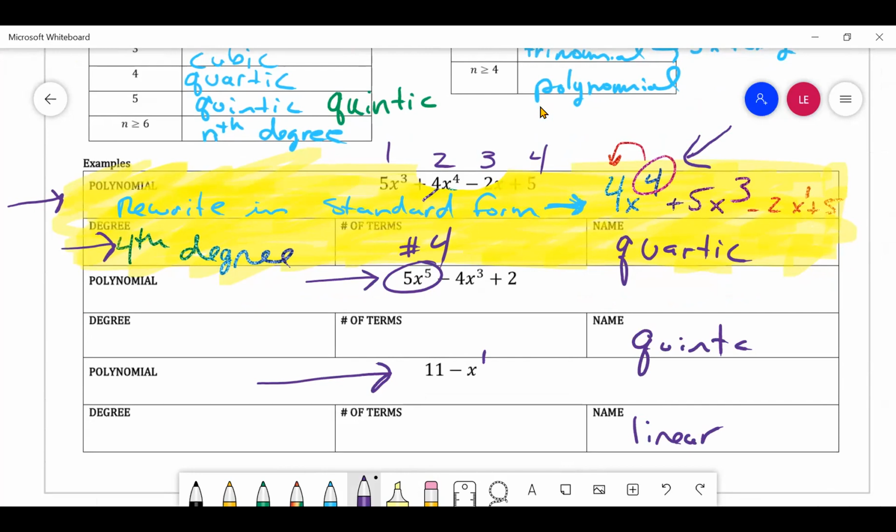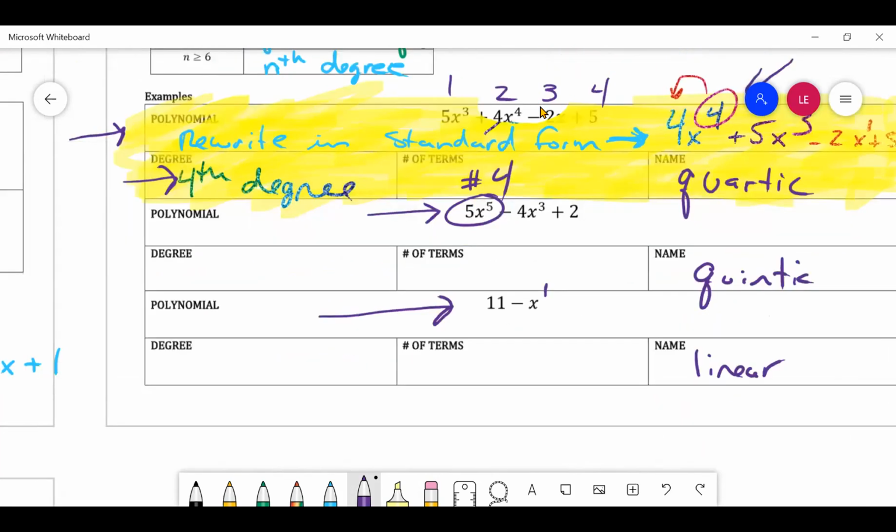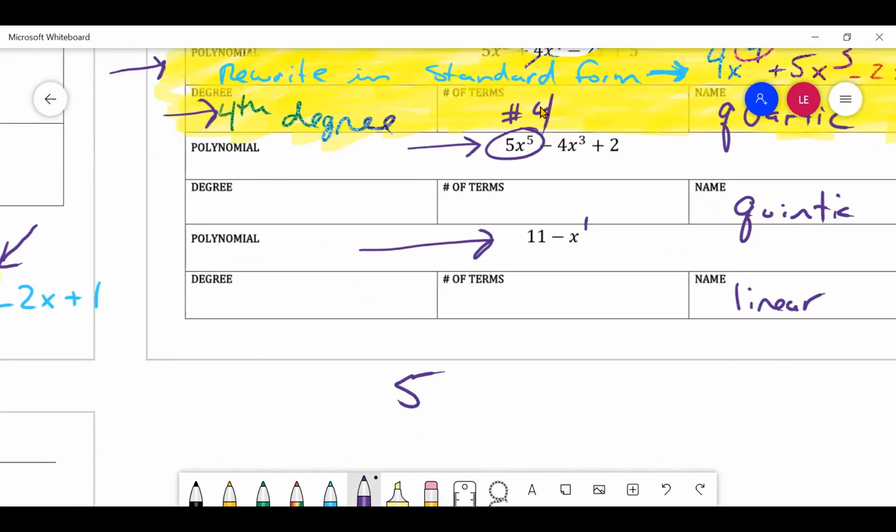If Delta Math gives you just a number by itself, let's say it gives you just a 5, it has no variable. This would be called a constant because it has no variable. Technically, it does have one. If I put x to the power of 0, that would be it. So if it's by itself, x to the power of 0 means that it's not there.